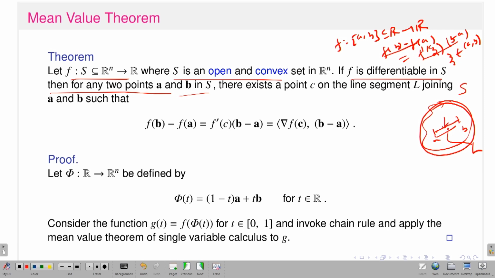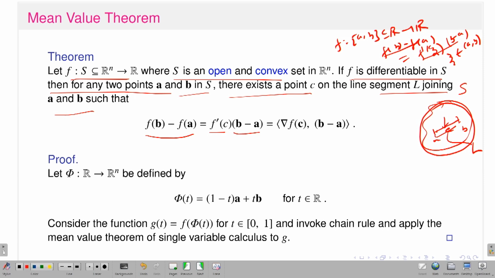There exists a point C in my line segment, so this is my point C. So then there exists a point C on the line segment L joining A and B such that this equality should be true. That means f(b) minus f(a) should be exactly equal to the derivative of f at that point C, because C is a point in the line segment and hence it is a point in the set S, and my function is differentiable. Therefore, the derivative at the point C makes sense, times b minus a.